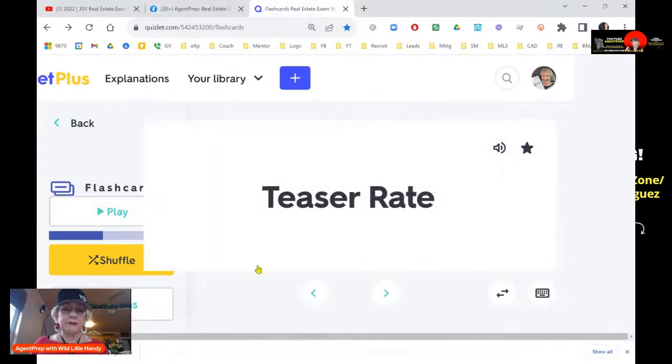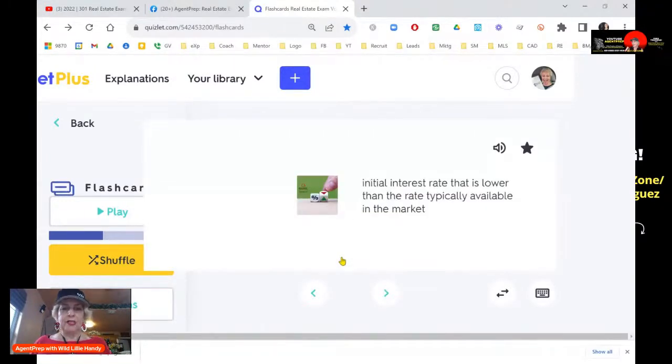That is the teaser rate that they advertise. So the initial rate that is lower than the rate typically available in the market, the teaser rate. So mortgage lenders might be advertising, okay? And the actual rate, there's usually a range. It depends on your credit score and your debt to income ratio. So a lender is going to look at all your finances, how much debt you have. Depending on that, your credit score, it'll determine what interest rate.